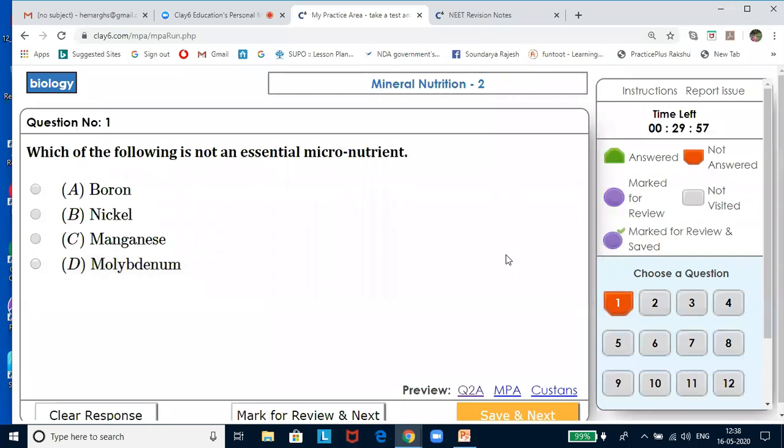Now, which of the following is not an essential micronutrient? So here, if you look at it, nickel does not fare as an essential micronutrient. So the choice is nickel. All others have a role and they are all essential micronutrients.